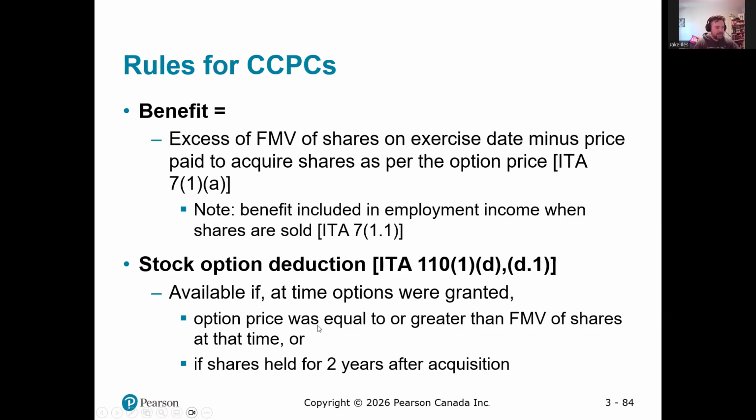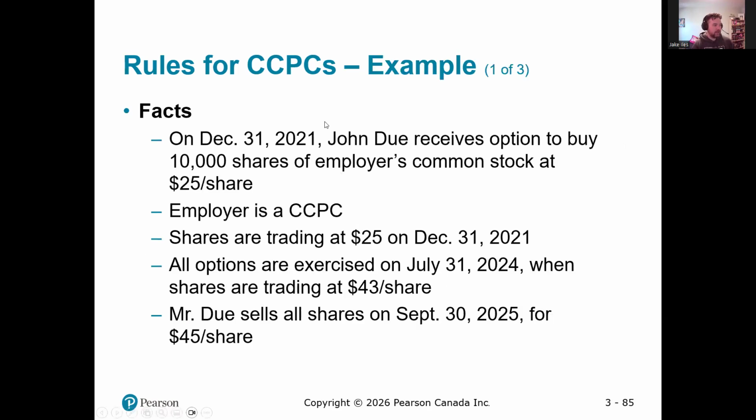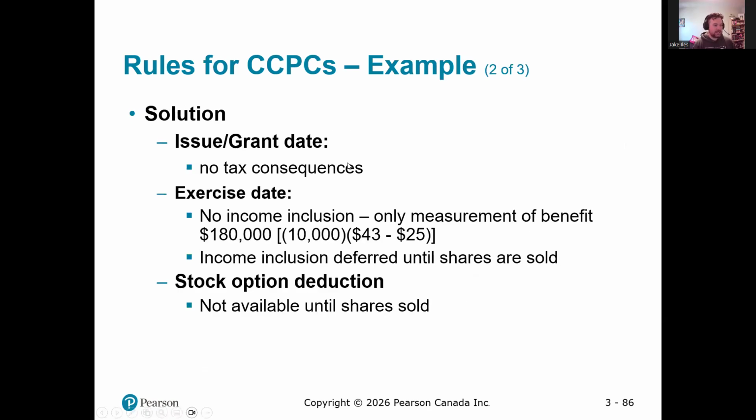So the option price is equal to or greater than fair market value to get the deduction. Or, there's an "or" here, we can just hold those shares for 2 years. CCPCs sometimes take time to sell. So if we have the shares for 2 years, that price could have gone down, or maybe we couldn't find buyers, or something happened. Because we held it for long enough, we're still exposing ourselves to, say, market forces. So we can get the deduction if we hold them long enough. Similar concepts. The only thing that's different is it's now a CCPC.